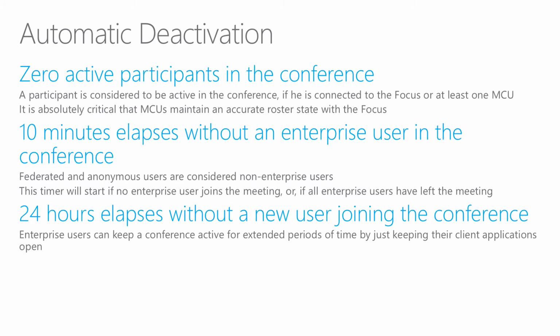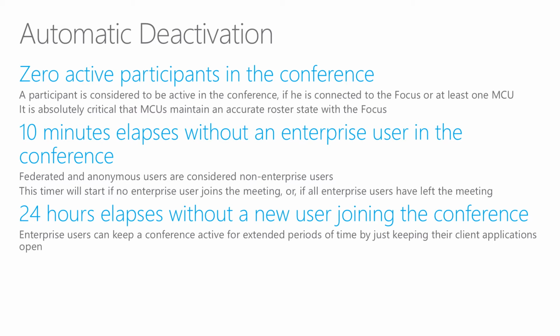While manual deactivation requires user or administrative action, automatic deactivation is a system-side process. The goal of this process is to ensure that resources are managed correctly across front-end servers. Specifically, it is designed to ensure that there are no runaway meetings. Automatic deactivation occurs under the following three circumstances.